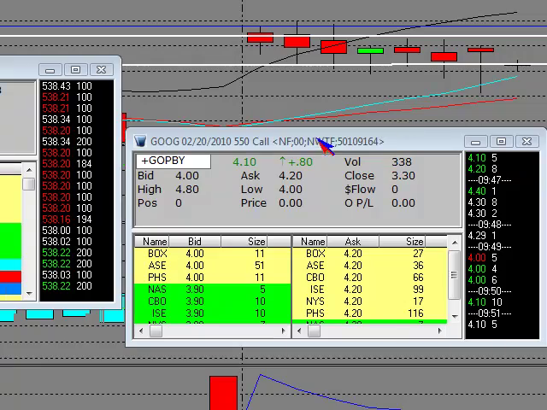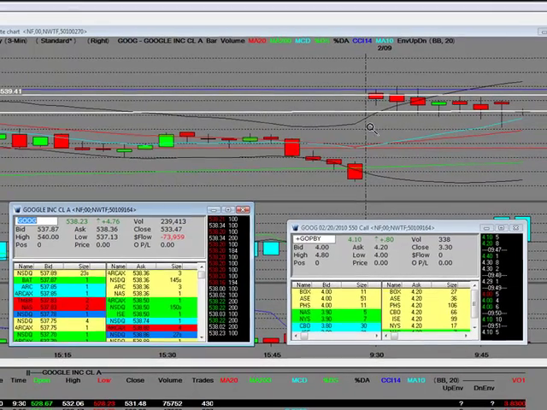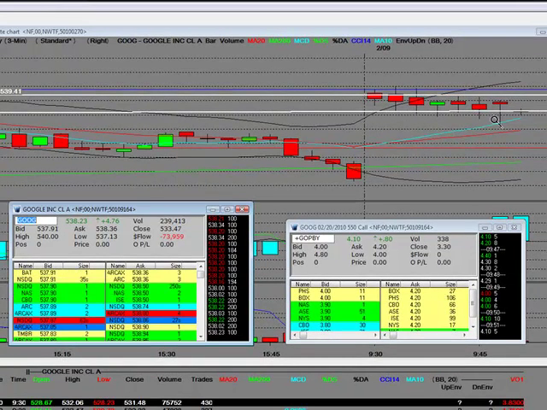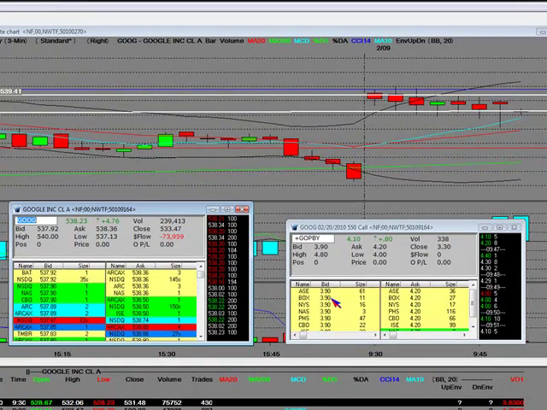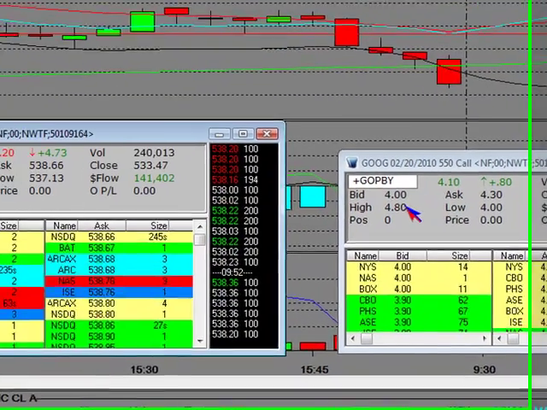It's a 550 call relative to using a 3-minute chart. And not only that, there's the gap. It dropped here on that big wick, and we got limit orders out at $3.50. And the high was 480.